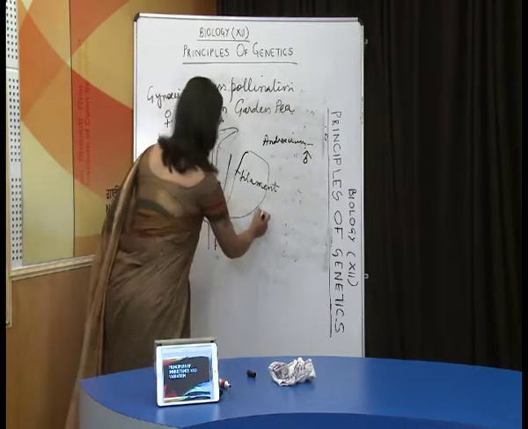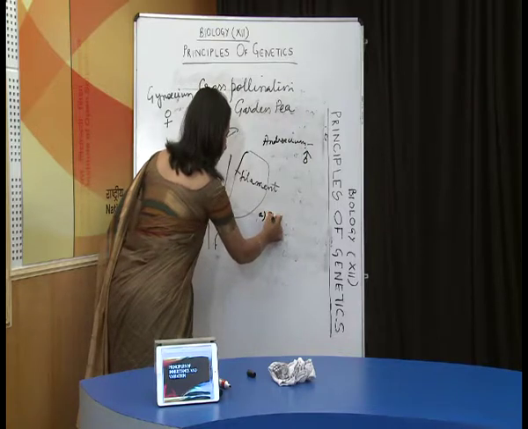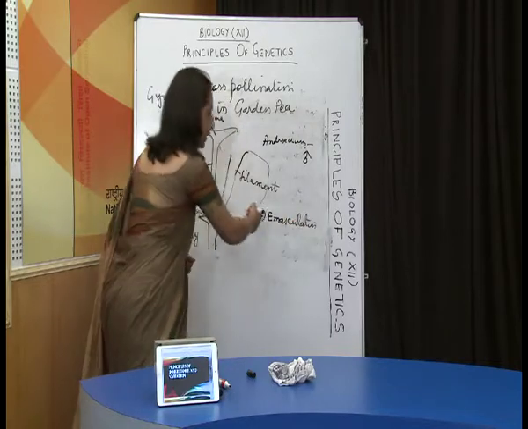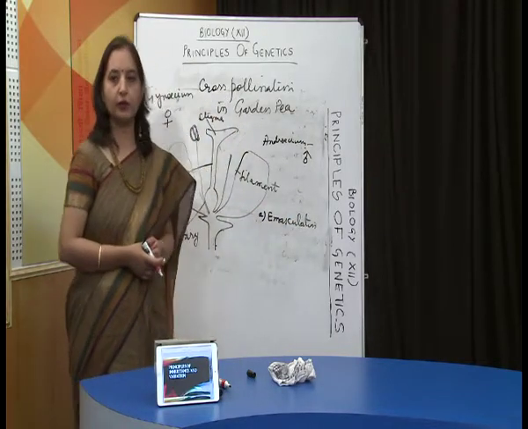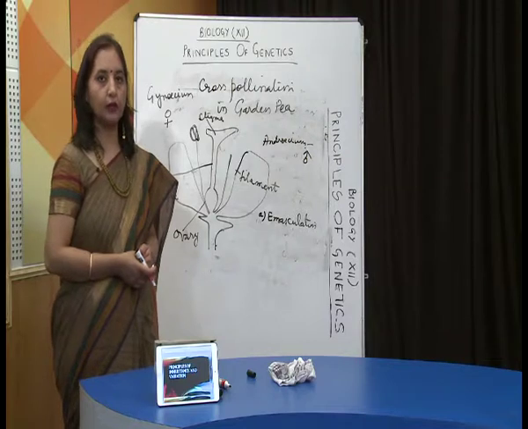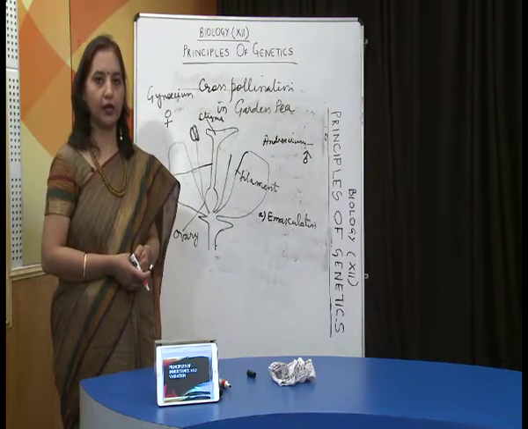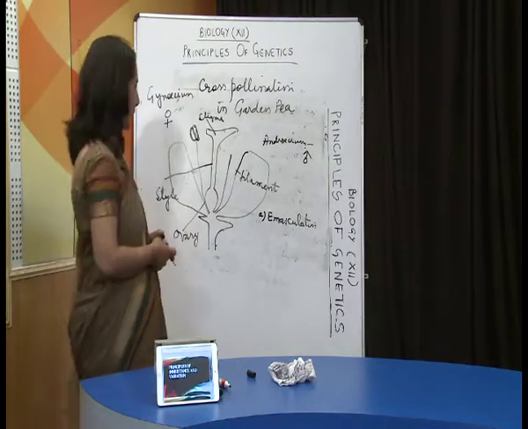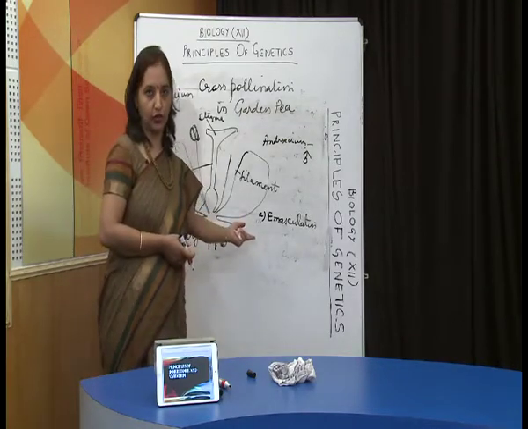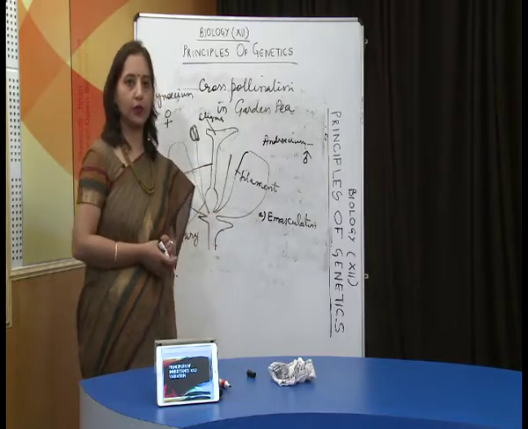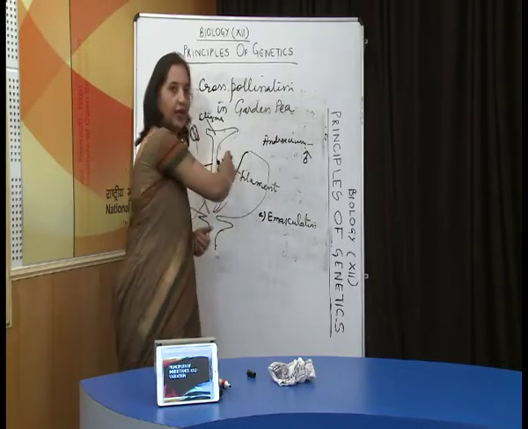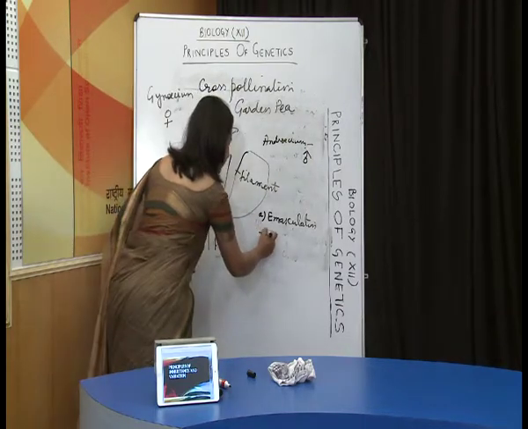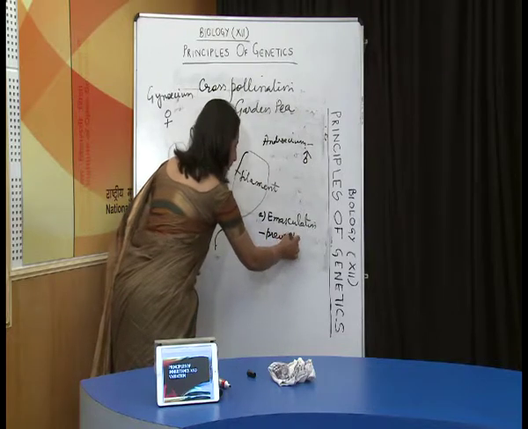I repeat, this first step in cross-pollination was emasculation. E means removal, masculation means male part. So here Mendel removed the male part, that is the anther, at a very young stage. Now why was it done? It was done to prevent self-pollination. So the very first step towards cross-pollination was to cut the anther at a very young stage, and this step is called emasculation, and this was done to prevent self-pollination.